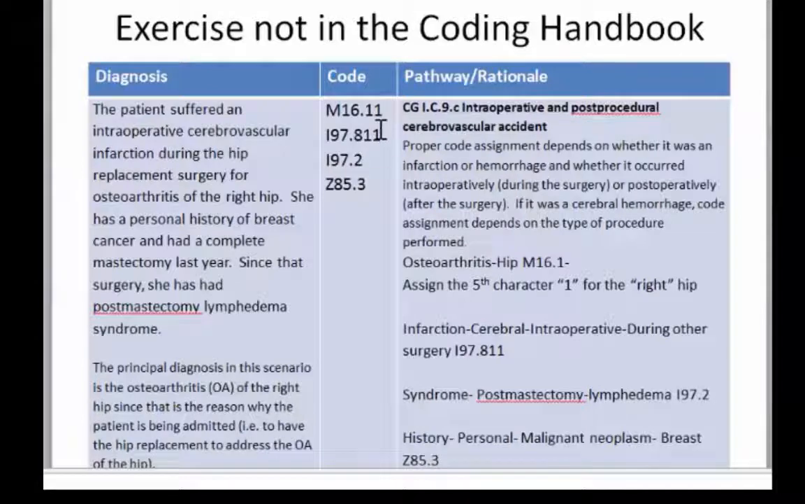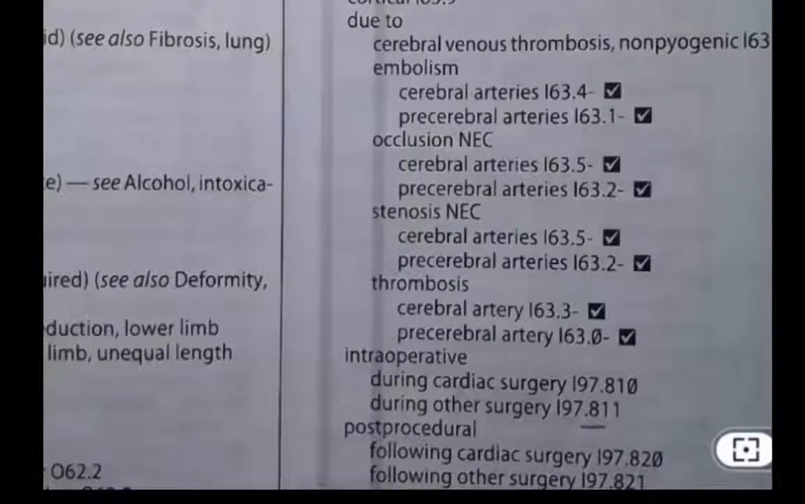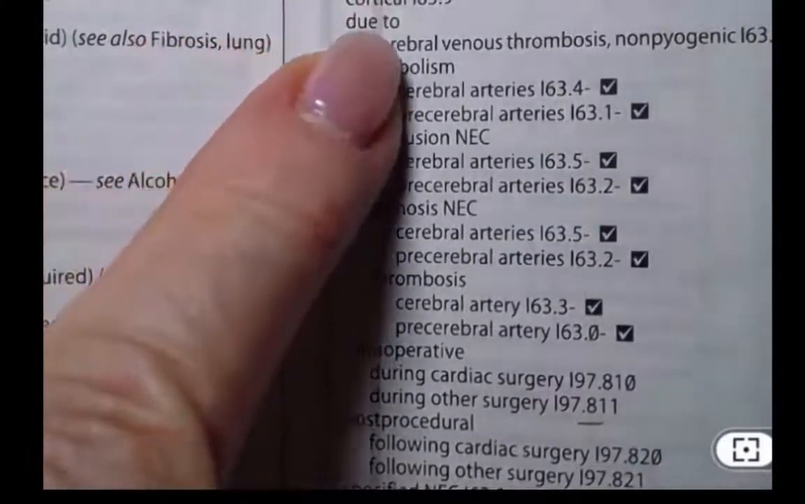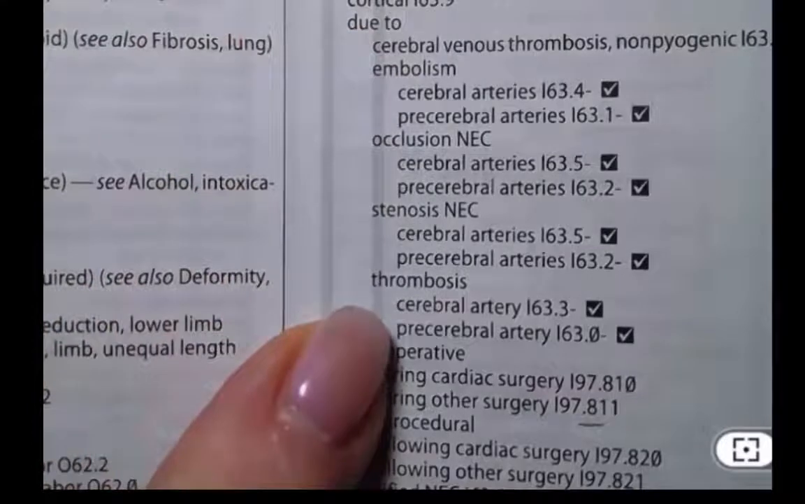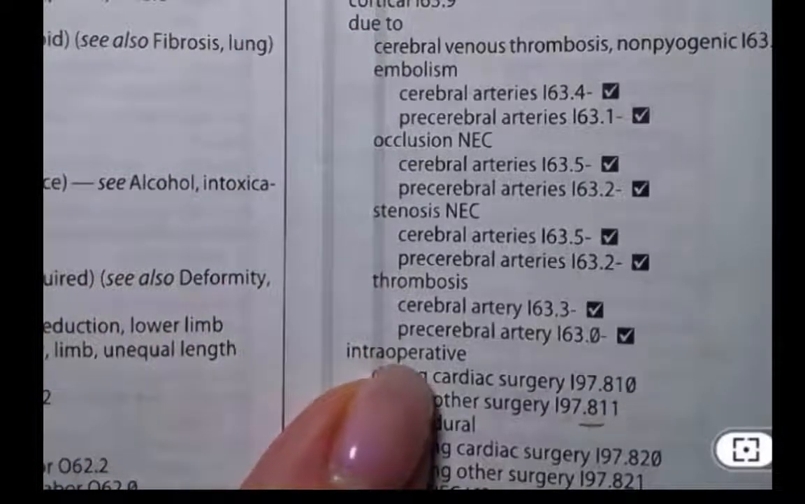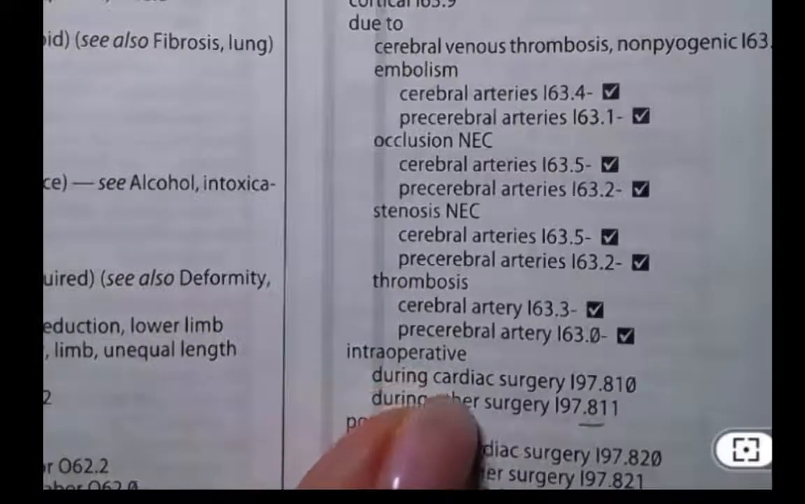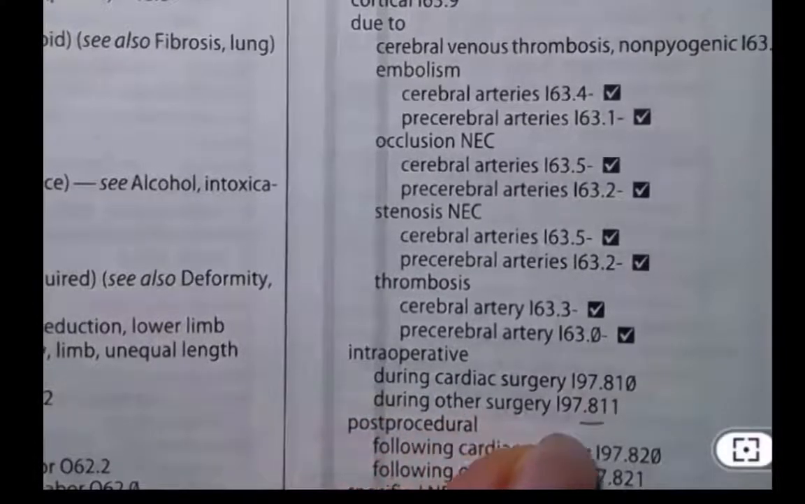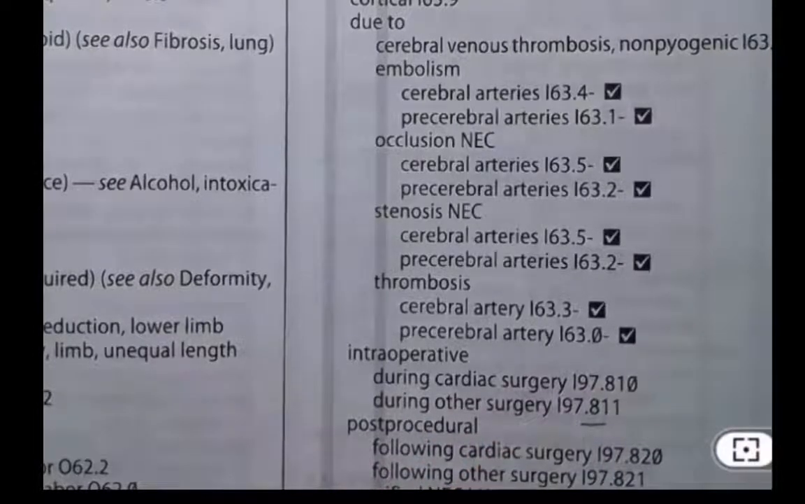So now let's look up the infarct, the cerebral infarct. So we're in infarct, cerebral, due to intraoperative, and you see you have two choices of during cardiac surgery or during other surgery. She was not having heart surgery, she was having a joint replacement. So during other surgery is the correct code, I97.811.